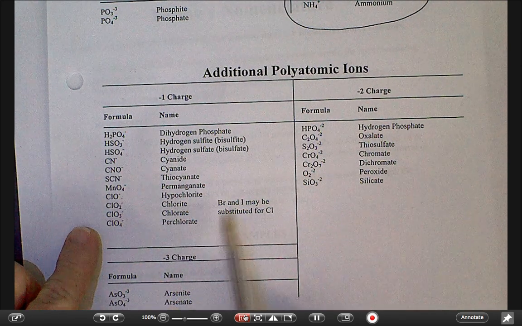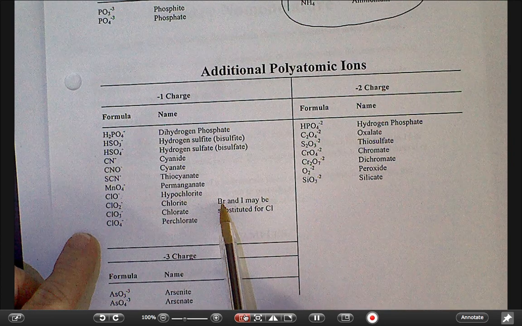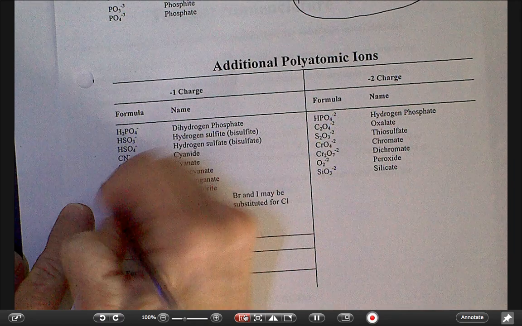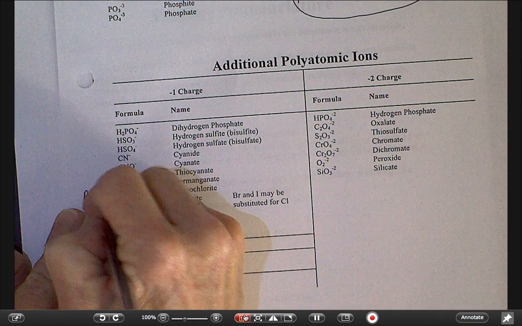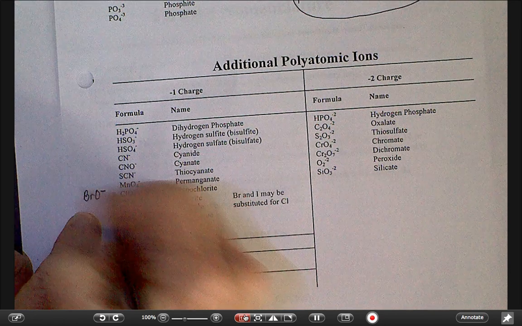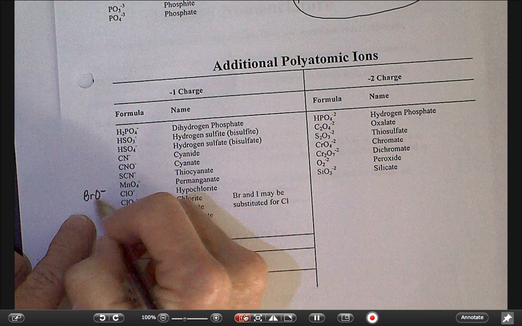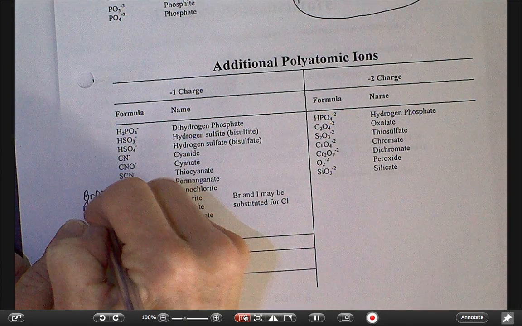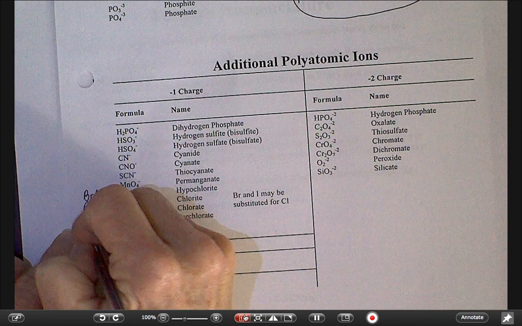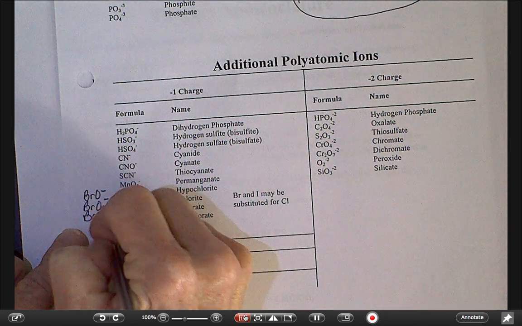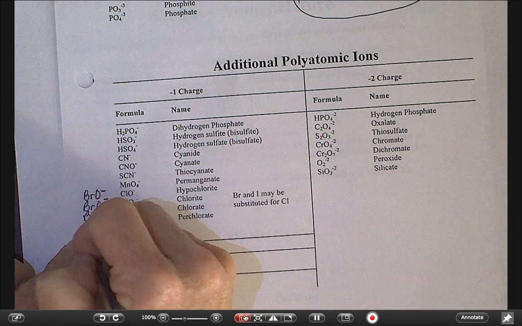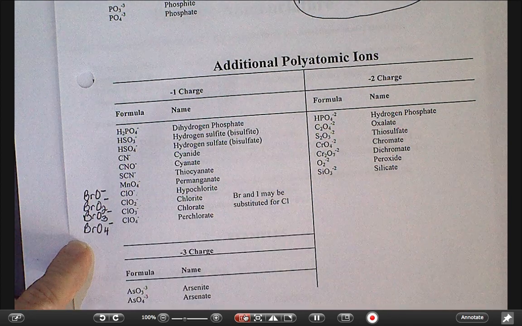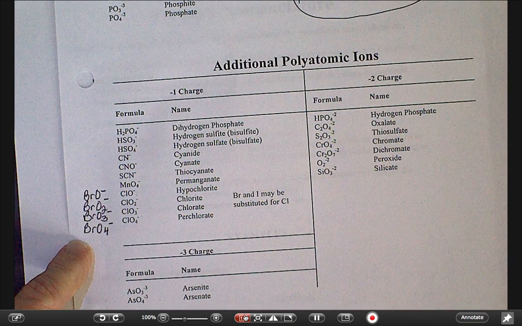Okay, now we're going to add the bromines and the iodates. So over here on the left side, we're going to put BrO minus 1. We're copying the formula, substituting Br for Cl. BrO2 minus, BrO3 minus, and BrO4 minus. Okay, so everybody write that down.